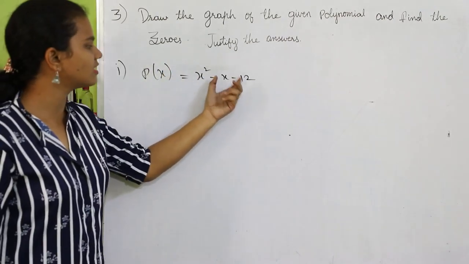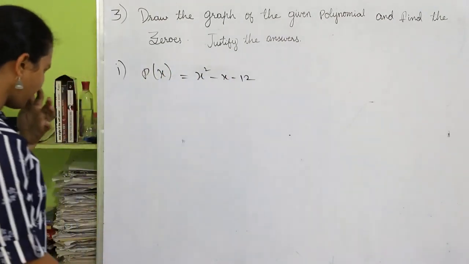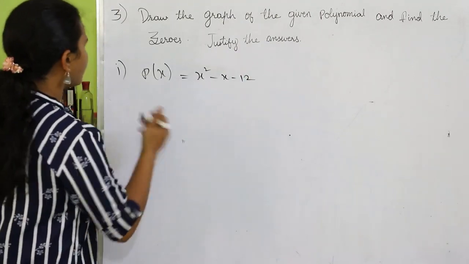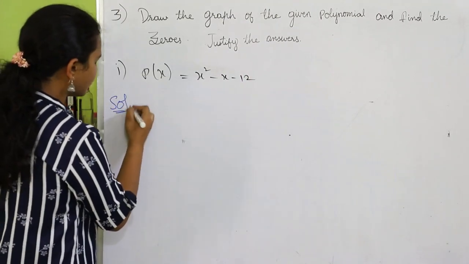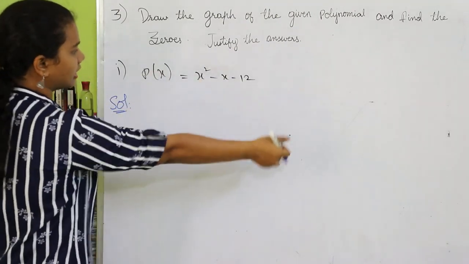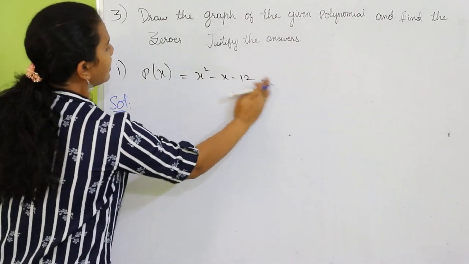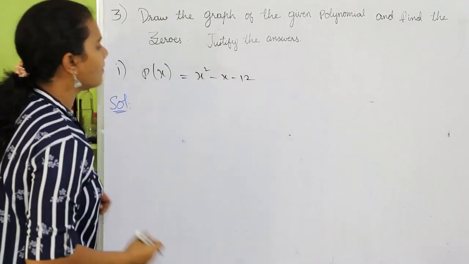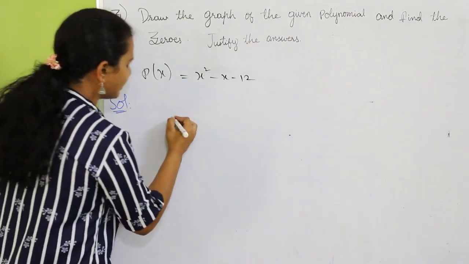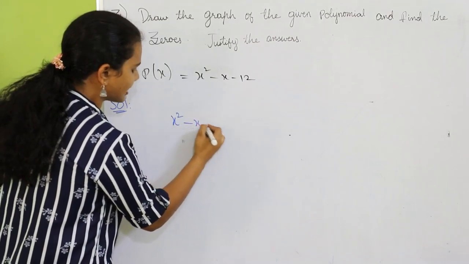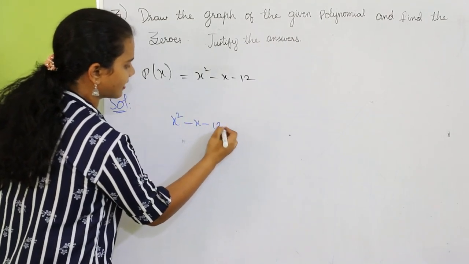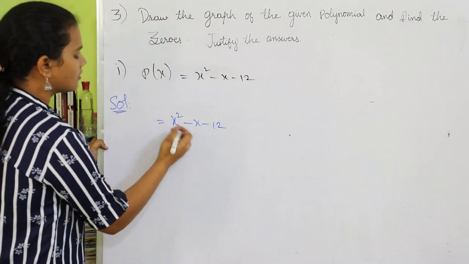To find the zeros for this given polynomial, what do you do? Yes, first equate it to zero. Very good. Equating the whole equation to 0, where x square minus x minus 12 equals 0. So this is the given equation, right?